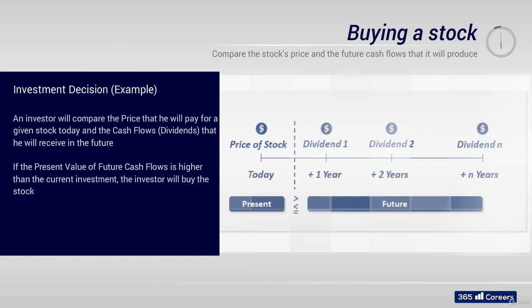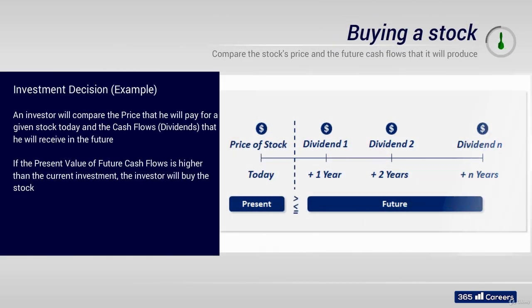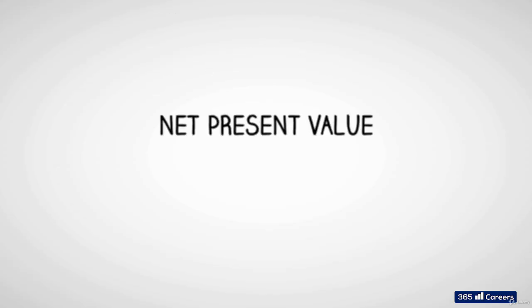For example, if an investor wants to buy a given stock, he would first estimate the future cash flow the stock would generate, discount those cash flows, and then add their present values. If the amount that is obtained is greater than the initial investment, the investment is feasible and will create value. Otherwise, it is not valid from a financial perspective.